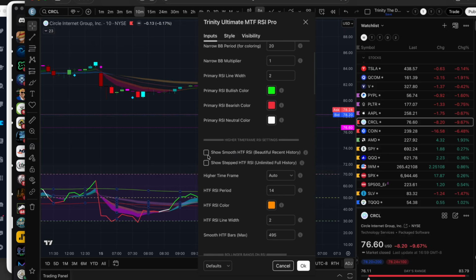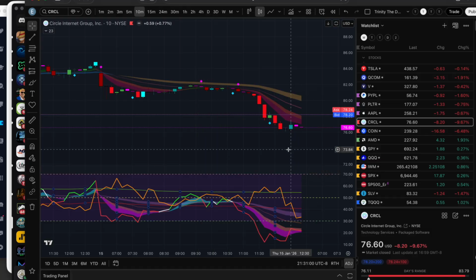So now I'm going to enable the higher time frame RSI. This one is set up for auto, so when I'm on the 10 minutes, it's going to automatically bring in the 1 hour RSI. And this is insanely powerful because I've done a lot of backtesting and absolutely conclusively proven that if you look at the higher time frame and you trade with the higher time frame, you're going to get more likelihood of winning trades than if you don't.